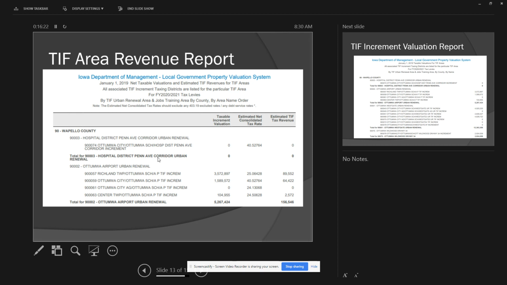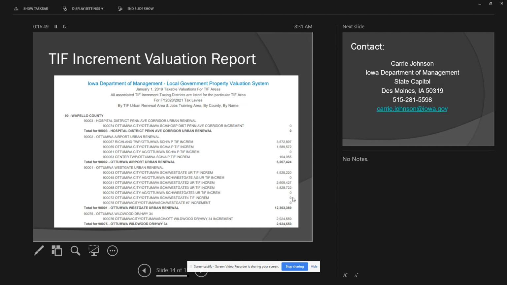And again, take a really close look at this. Make sure that the increment value is matching what you show on your local system and what you understand to be needed to generate the revenue that you're estimating. Do a comparison. Is the estimated TIF tax revenue by tax district and by area what you're expecting from doing the work in your local system? Does that match what the expectation is from your TIF authority as far as how much revenue is going to be generated? And then another report to look at under the reports menu is the TIF increment valuation report.